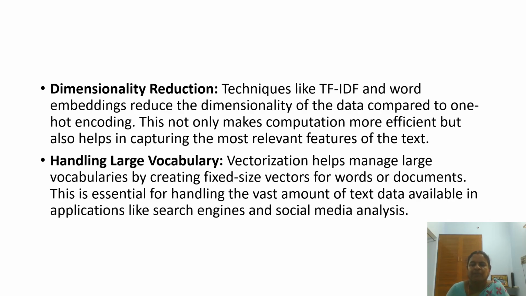Dimensionality reduction. Techniques like TF-IDF and word embeddings reduce the dimensionality of the data compared to one-hot encoding. This not only makes computation more efficient, but also helps in capturing the most relevant features of the text. The last reason here is handling large vocabulary. Vectorization helps manage large vocabularies by creating fixed-size vectors for words or documents. This is essential for handling the vast amount of text data available in applications like search engines and social media analysis.